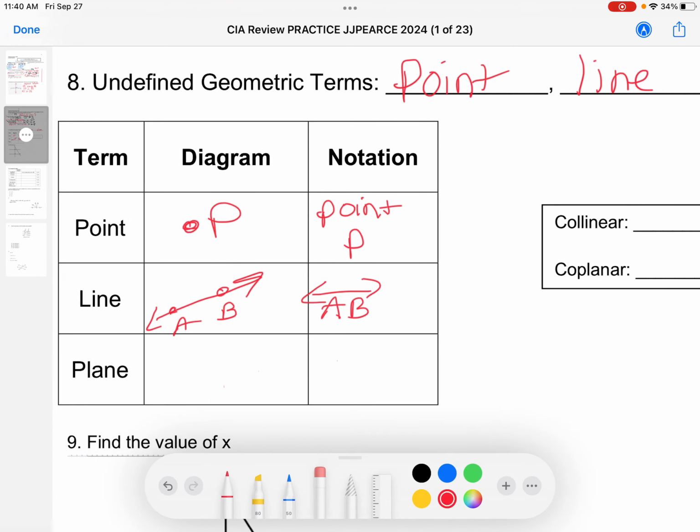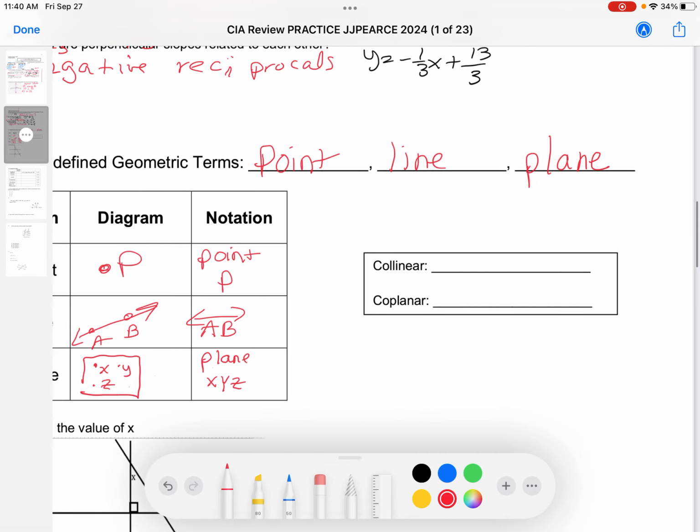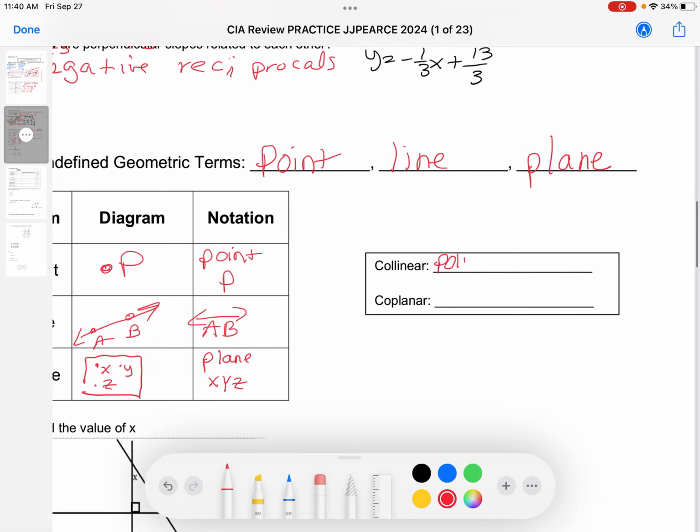Okay, I'm going to redraw that because that's pretty rough there. Collinear: points on the same line. Coplanar: points on the same plane.